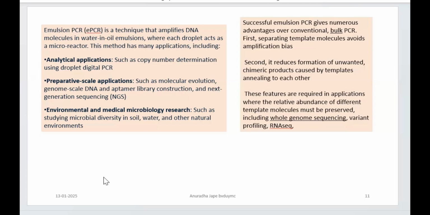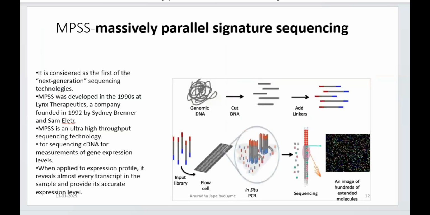So when you're talking about whole genome sequencing, or variant profiling or RNA-seq, at that time you can take help of this method, that is emulsion PCR. So it has got analytical applications, it has got preparative scale applications, and of course in all the fields, right, from environmental to medical microbiology research. Right now, last two slides are remaining.